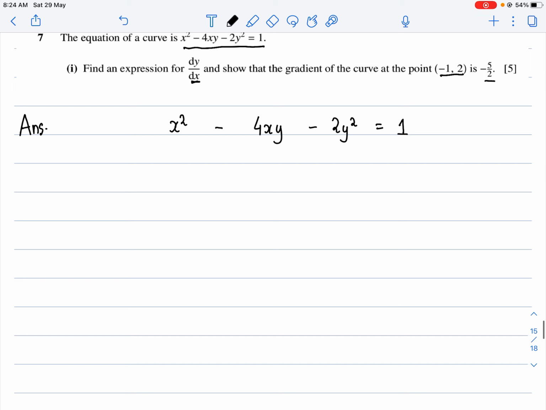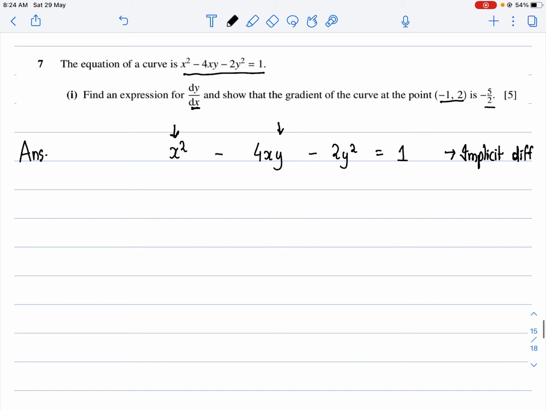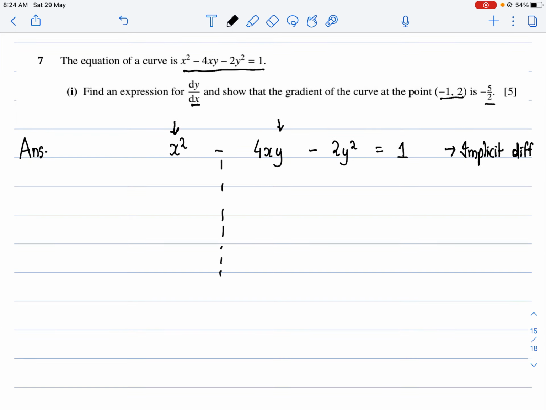As you can see here, we use something called implicit differentiation. The easiest way to identify this is that two different letters, x and y, are used. Now we start with the differentiation. The differentiation for x square, what I'll do is split this into parts so that it's easier to solve.